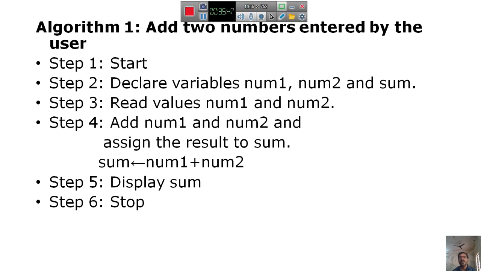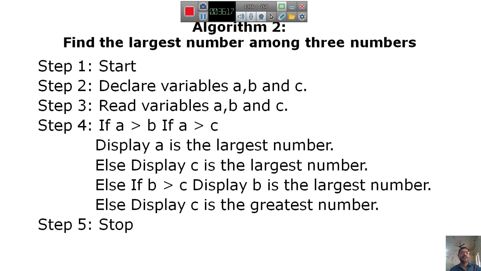It is nothing but the end of the algorithm. Right? So this is the algorithm of adding two numbers. Declare variables num1, num2 and sum, read values num1 comma num2, add num1 comma num2 and assign the result to the sum. And another algorithm, see this one: declare variables a comma b and c.